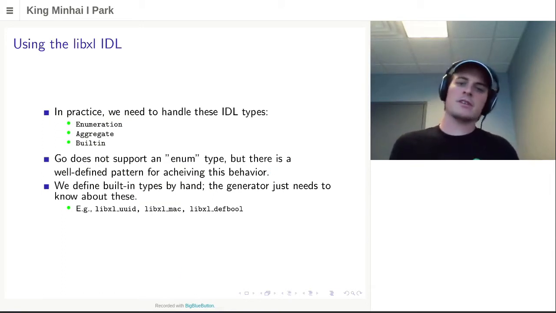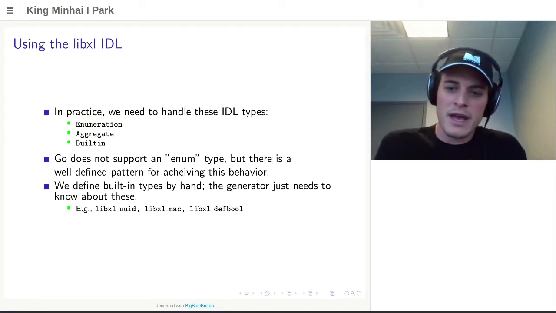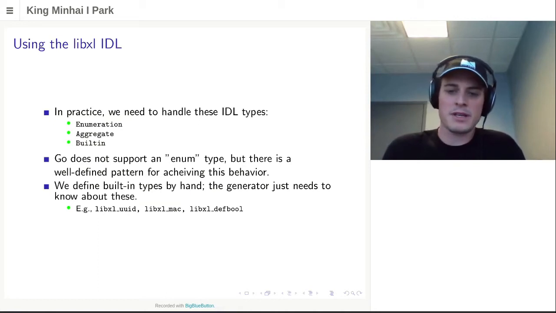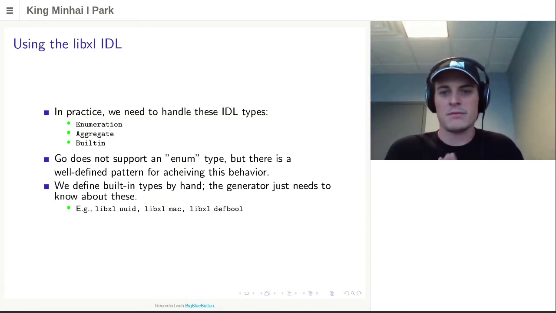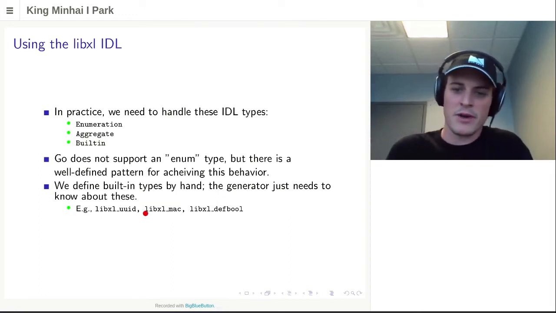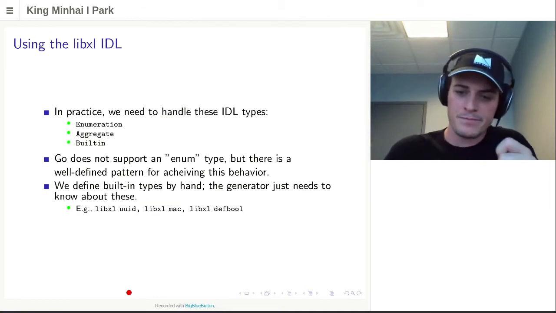And for built-in types, we write these functions by hand, but the generator still needs to know when we encounter a built-in type, because we need to know what's available for type conversion. Some types might be able to just be converted explicitly in Go terms, but other types might have a marshalling function associated with them. Examples of these are libxl UUID, MAC, and Deferring.